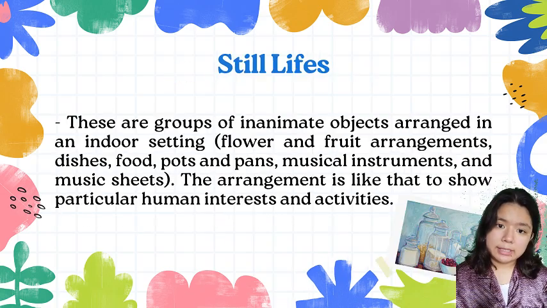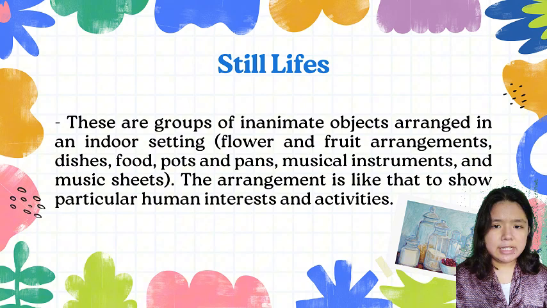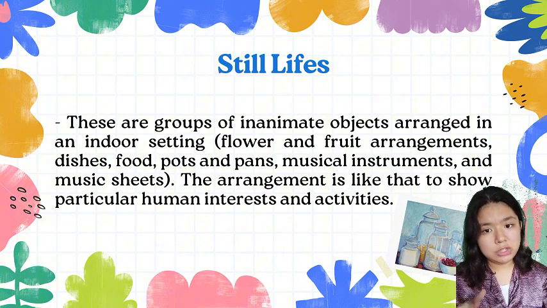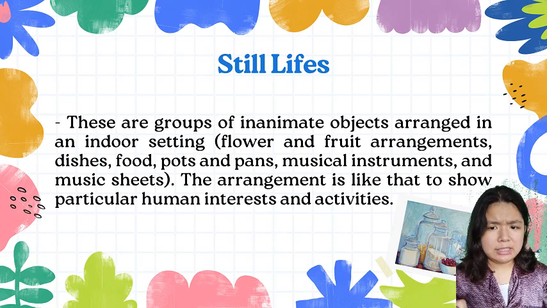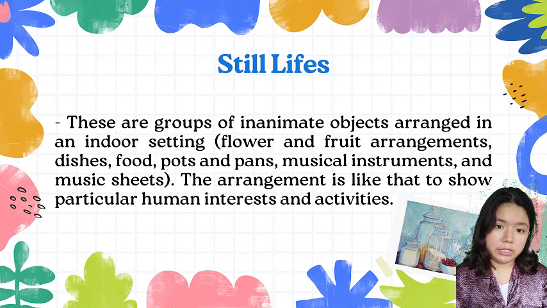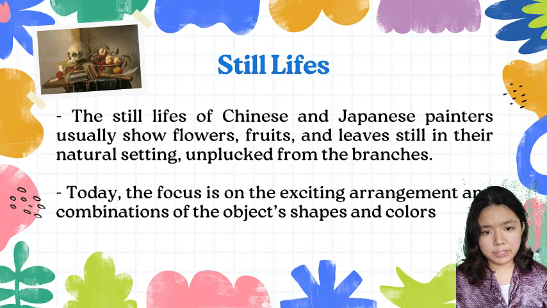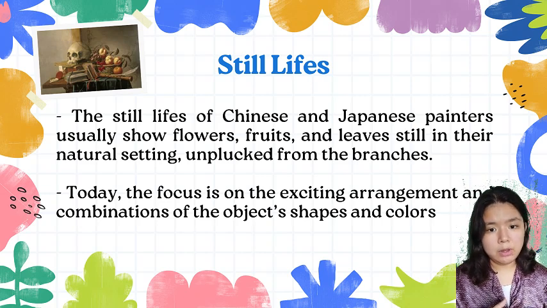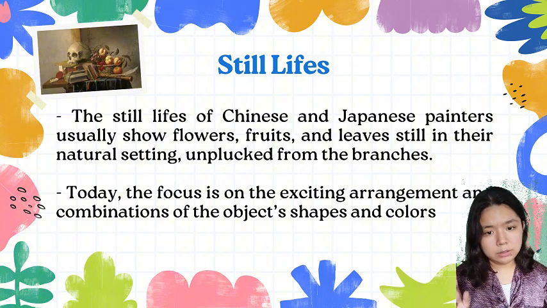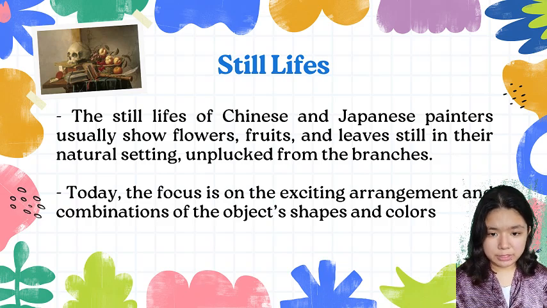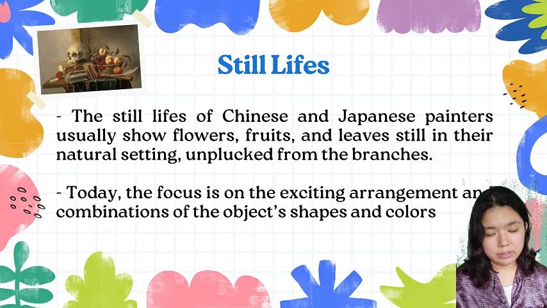The first one is still lifes. These are groups of inanimate objects arranged in an indoor setting. And the arrangement is like that to show particular human interests and activities. For example, the still life of Chinese and Japanese painters usually show flowers, fruits, and leaves still in their natural setting, unplucked from the branches. Today, the focus is on the exciting arrangement and combinations of objects, shapes, and color.